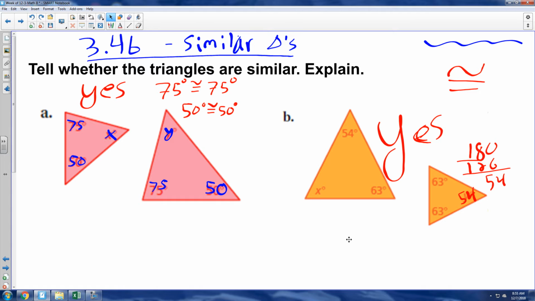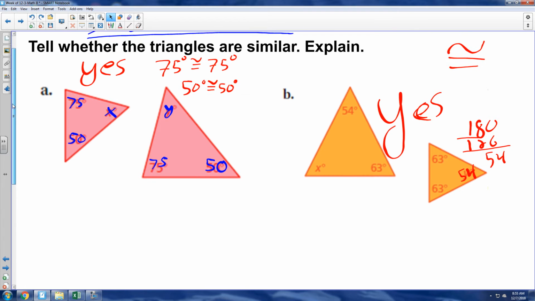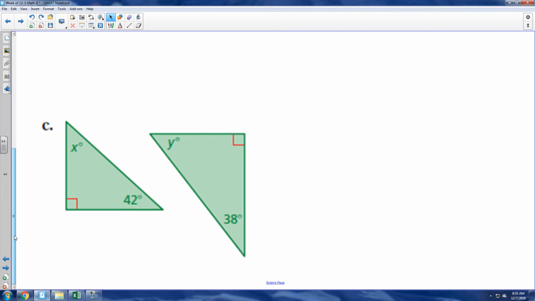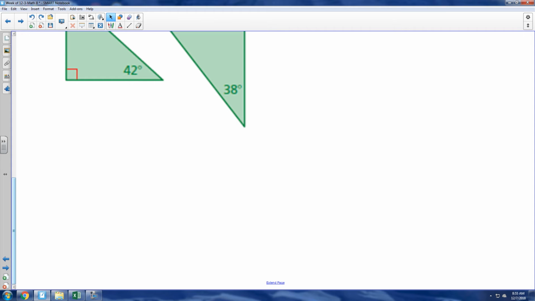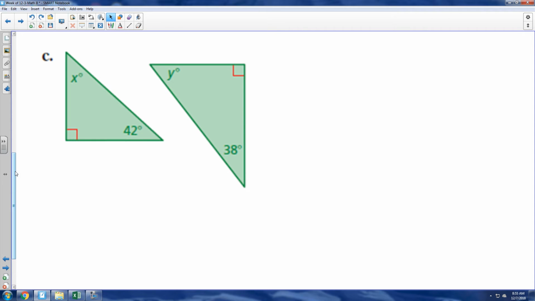So we did a couple of these problems previously. Now we're going to jump into a couple of different things. So once again, this video is 3.4b, and it's similar triangles. We're continuing on with similar triangles. So let's go down and look at these two triangles. And the question that I have for you is whether these triangles are similar. So are these triangles similar?